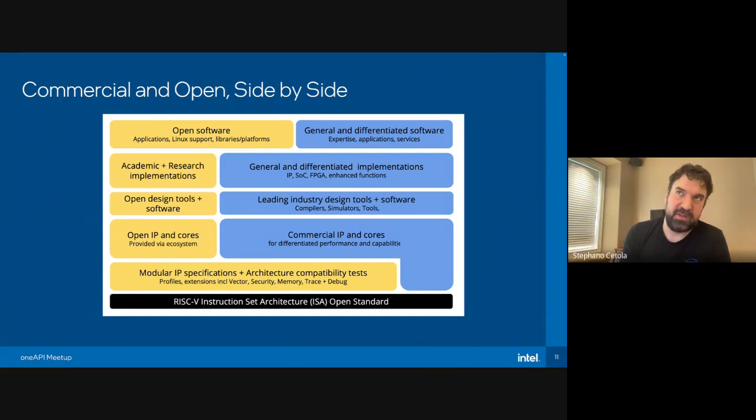SiFive is a company that I reference often because they have a vector solution that is commercial. It's based on the open standard of the RISC-V vector extension, but they've created a commercial offering that creates a faster, better performing solution than what you can find in open implementations.